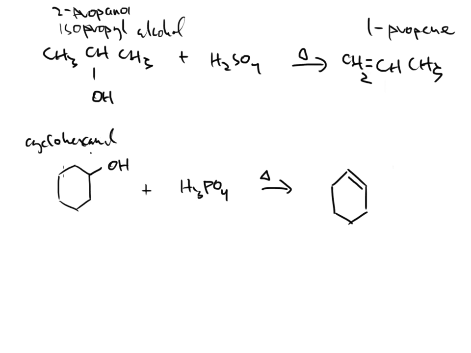Down here below, this is cyclohexanol, because of the cyclohexane ring. I can put a 1 there if I want. It's understood to be there. I don't need it. And cyclohexanol has reacted with phosphoric acid in the presence of heat to make cyclohexene, because that is a double bond, and that double bond is an alkene.